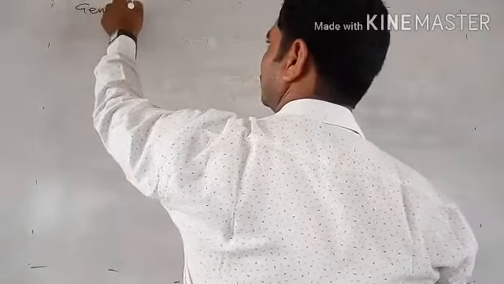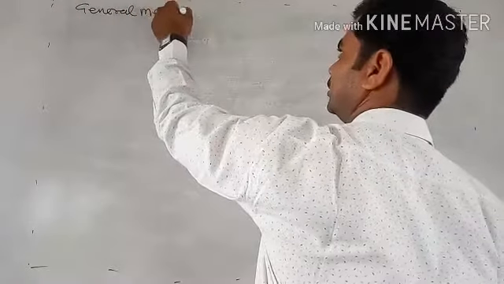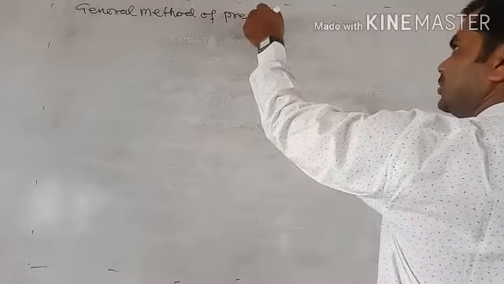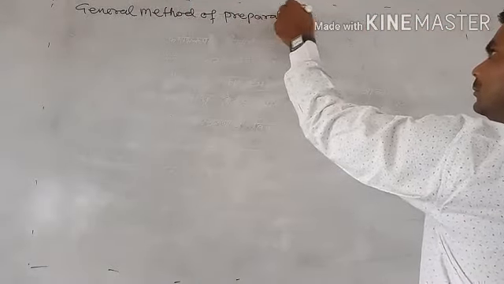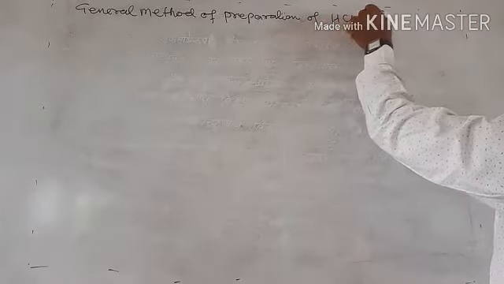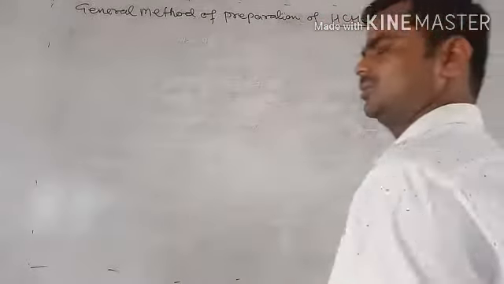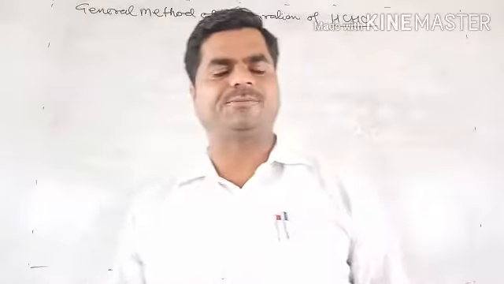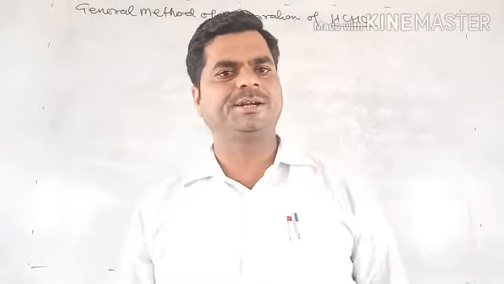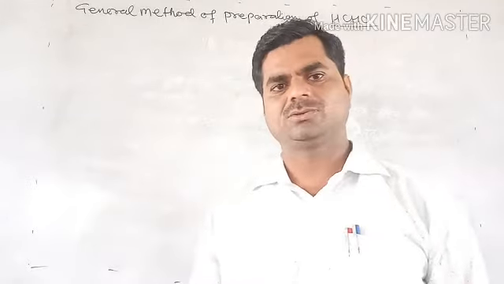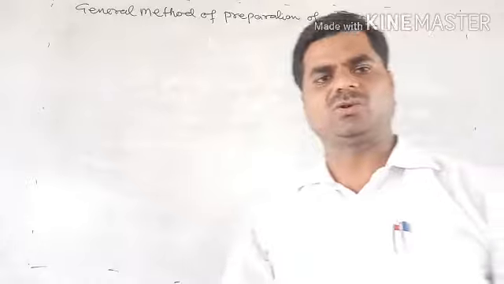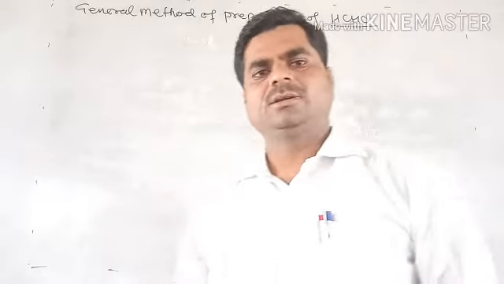General method of preparation of HCHO. It is formaldehyde, and it is the simplest member of the aldehydes, containing one carbon. So it is represented as HCHO, and HCHO is called formaldehyde.